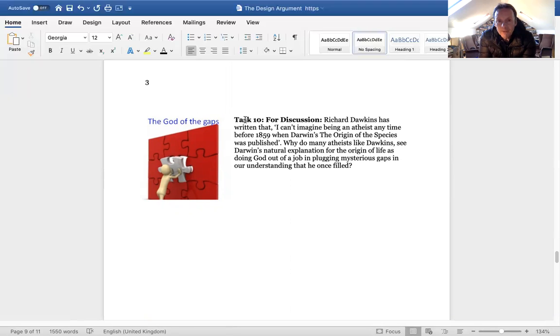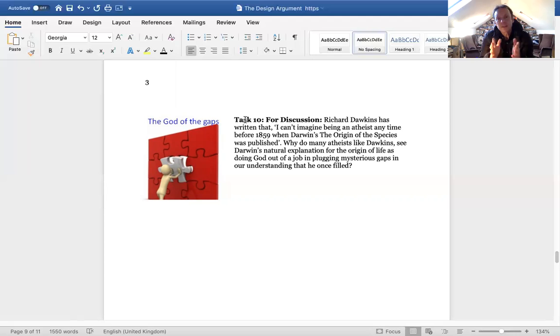It's what gives intellectual respectability to atheism and agnosticism for Dawkins. Why do many atheists like Dawkins see Darwin's natural explanation for the origin of life as doing God out of a job and plugging mysterious gaps in our understanding that he once filled?